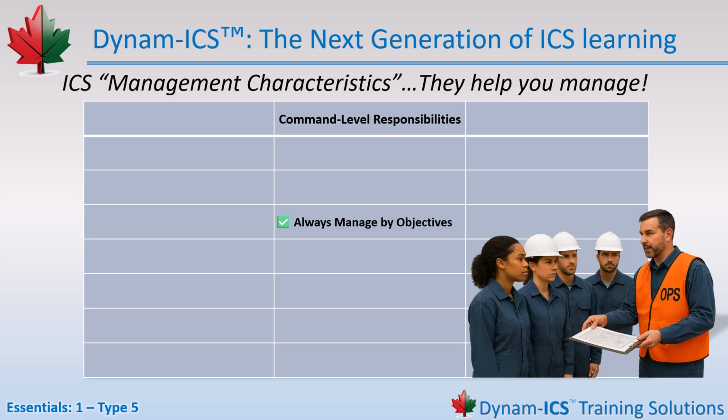At Dynam-ICS Training Solutions, we teach that every good objective passes the trust test, a mnemonic we created right here at Dynam-ICS. T, task-oriented. It states clearly what needs to be done. R, realistic. It's achievable with the people and tools you actually have. U, understandable. Everyone on the team can read it and know exactly what's expected. S, safe and specific. It's focused, measurable, and ensures the safety of personnel. T, time of completion. It identifies when the task must be completed. When you build objectives this way, you can truly trust your plan.